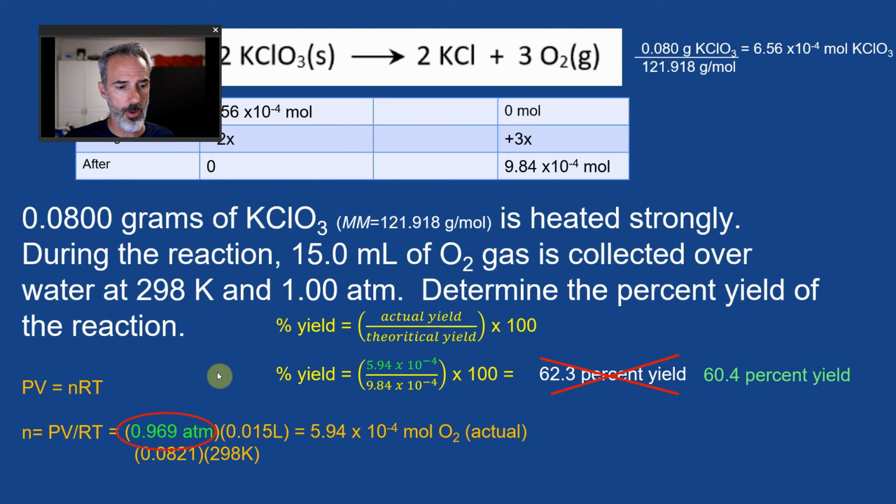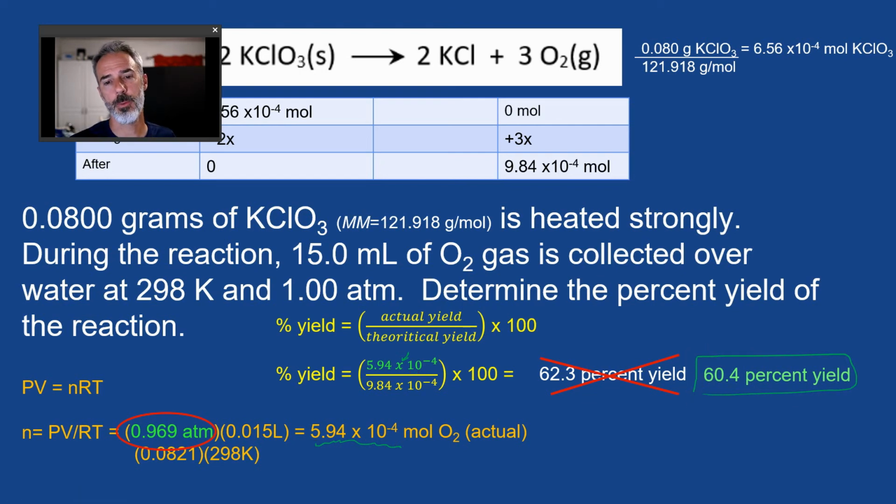So now we know the dry pressure of the oxygen, the pure oxygen pressure, the partial pressure of oxygen was 0.969 right there. We used to have 1 ATM, and now we've adjusted it by subtracting out the vapor pressure of water. If I run through the math exactly the same, because the volume's not going to change, the temperature's not going to change, I get a slight adjustment to my moles. If I plug that in, sure enough, I get my correct percent yield, and voila, we're done.